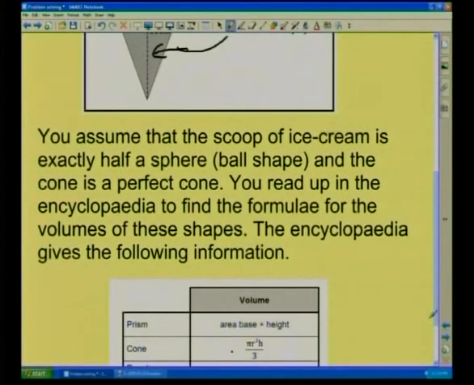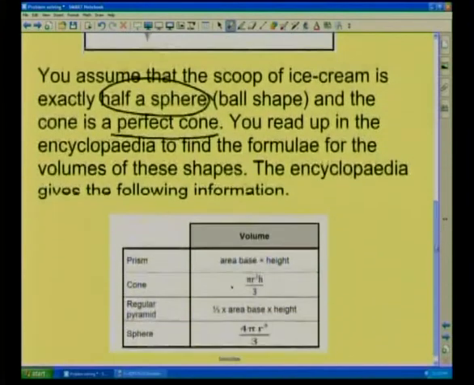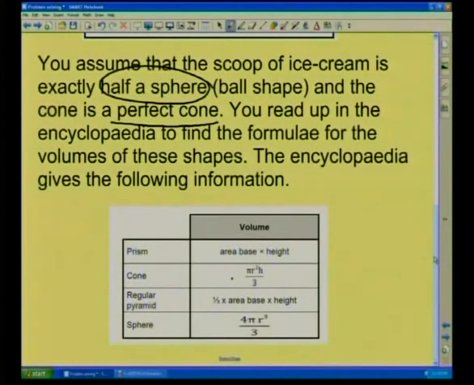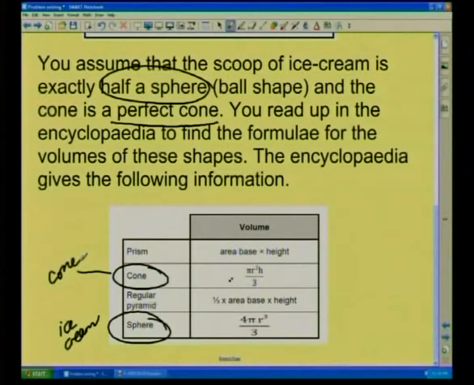You assume that the scoop of ice cream is exactly half a sphere, which is a ball shape, and the cone is a perfect cone. You read up in the encyclopedia to find the formula for the volumes of these shapes, and the information from the encyclopedia is below. So a cone is one that we're going to need for the ice cream cone, and the sphere is going to be for the ice cream. And this would be the cone. Remembering that this is going to be half because we want half a sphere.